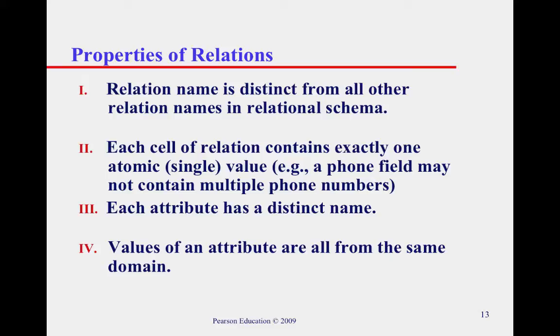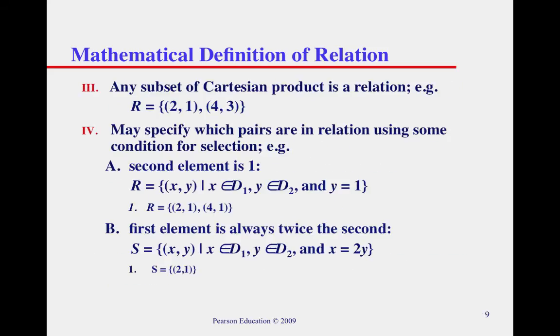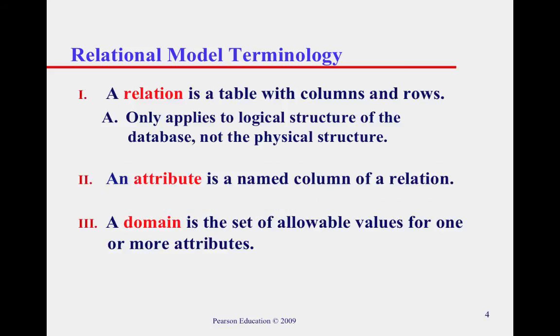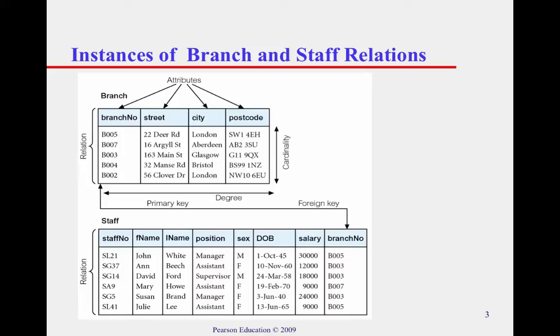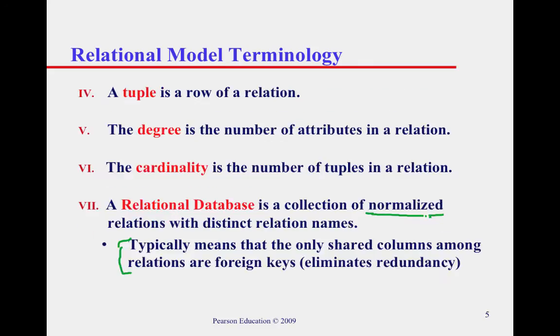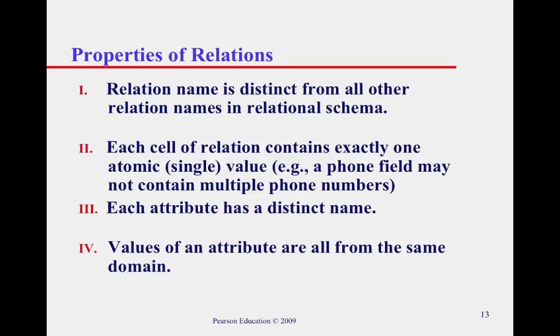Each attribute has a distinct or unique name within a relation. The same name can be used in 2 separate relations. So back here, branch number appeared in both of our 2 relations. So it's okay for it to be reused in another relation, but within the same relation, the attribute names must be unique, which is just common sense.